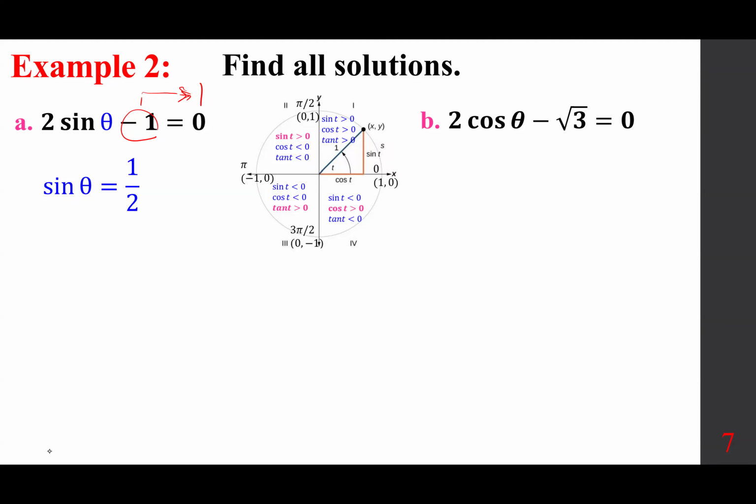As you know, sine is positive in the first as well as the second quadrant. So if it's pi over 6, the other one would be pi minus that. Okay, on 0 to pi, we get pi over 6 and 5 pi over 6.